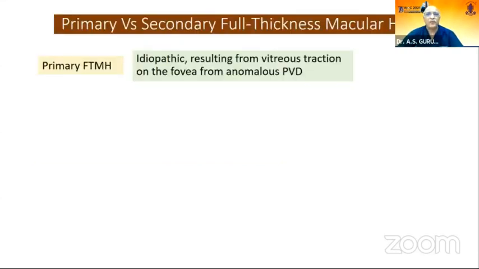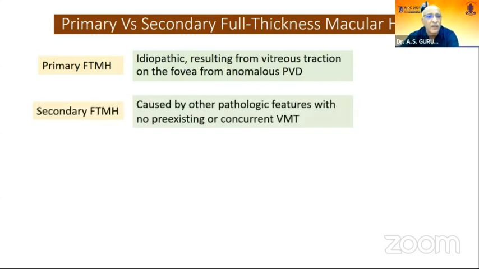So there are two types of full thickness macular hole: primary versus secondary. The primary hole is the one which is usually called idiopathic, resulting from vitreous traction on the fovea from anomalous PVD. Secondary hole is caused by other pathological features with no pre-existing or concurrent VMT. I'll show you some examples.